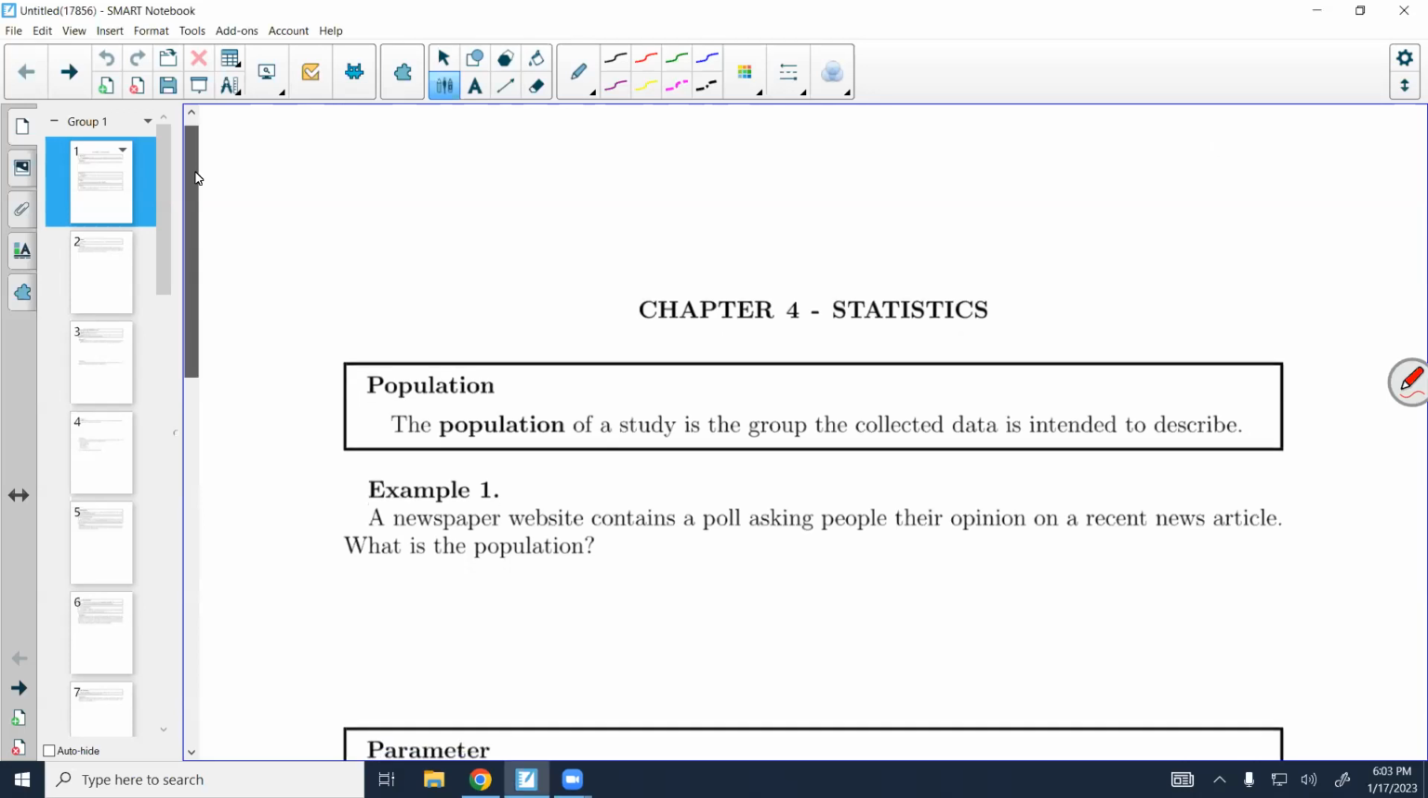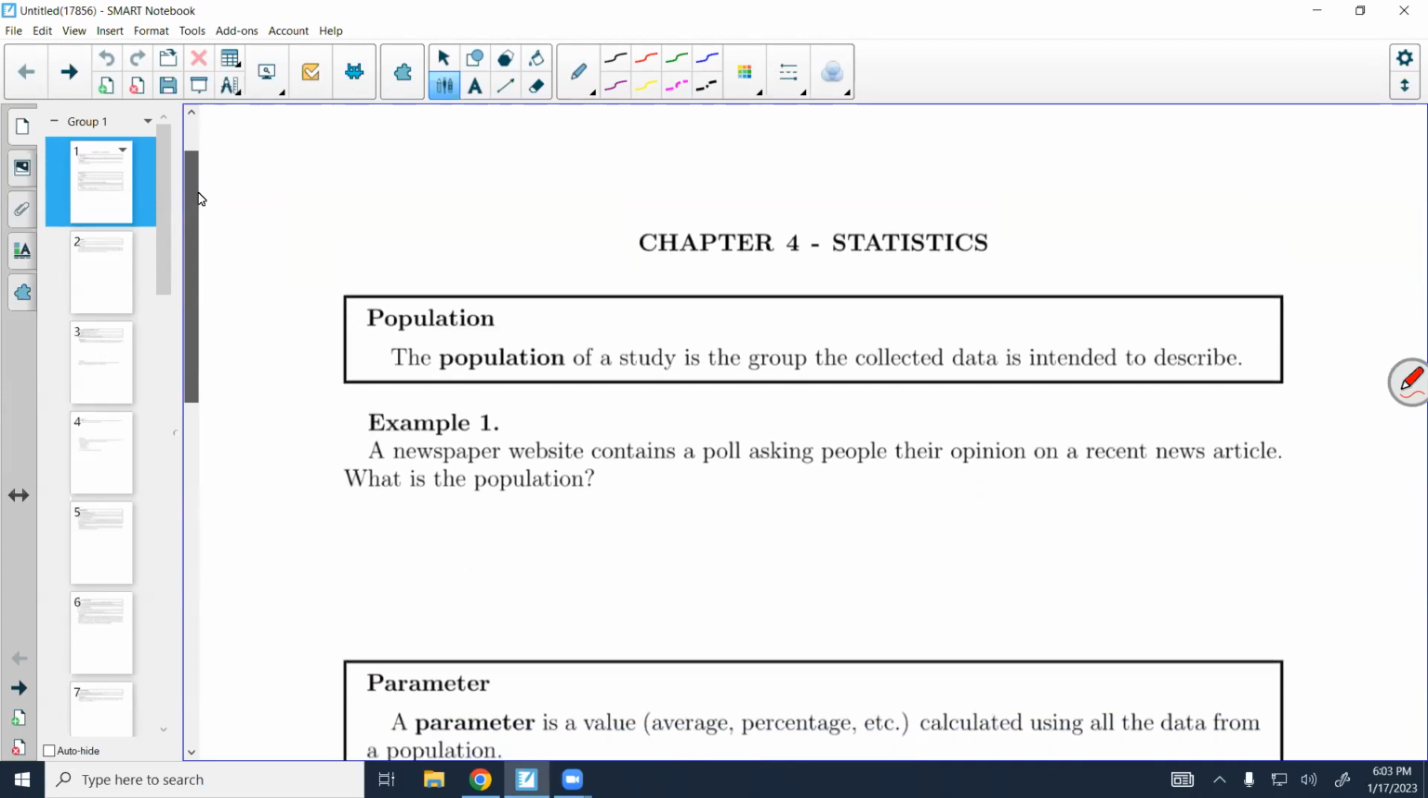All right. So let's start with our first term, the population. Population of study is the group the collected data is intended to describe. So I may want to try to find some data about students at UWF. So my population would be all the students at UWF. Now the reality is typically we take, I'll wait till we get to that.